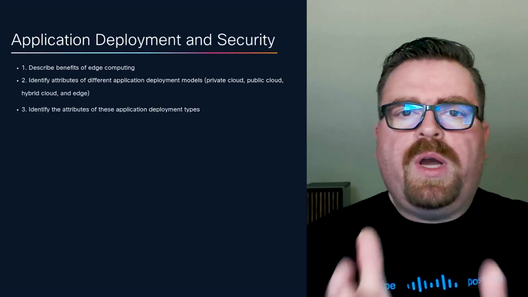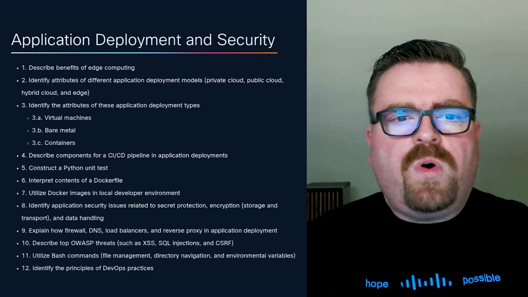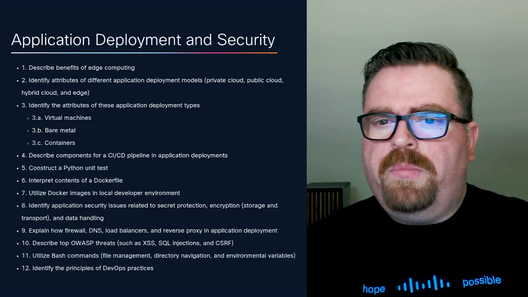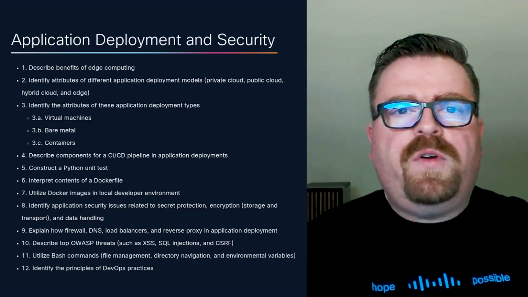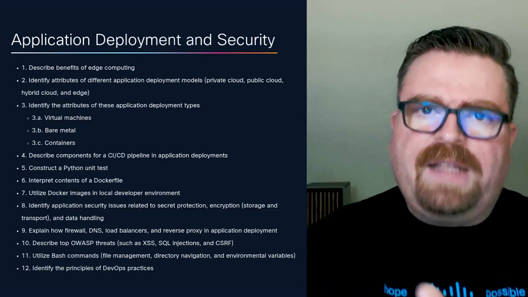So I'm taking a quick look at the blueprints for section 4. I see some Docker, some OWASP, some firewalls, some DevOps, a little bit all over the place. Quinn, how do you attack this section?